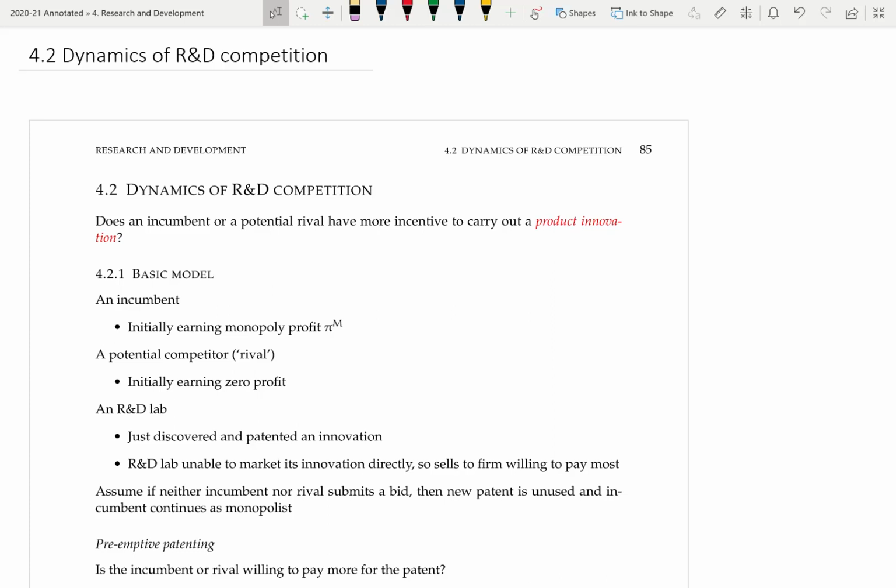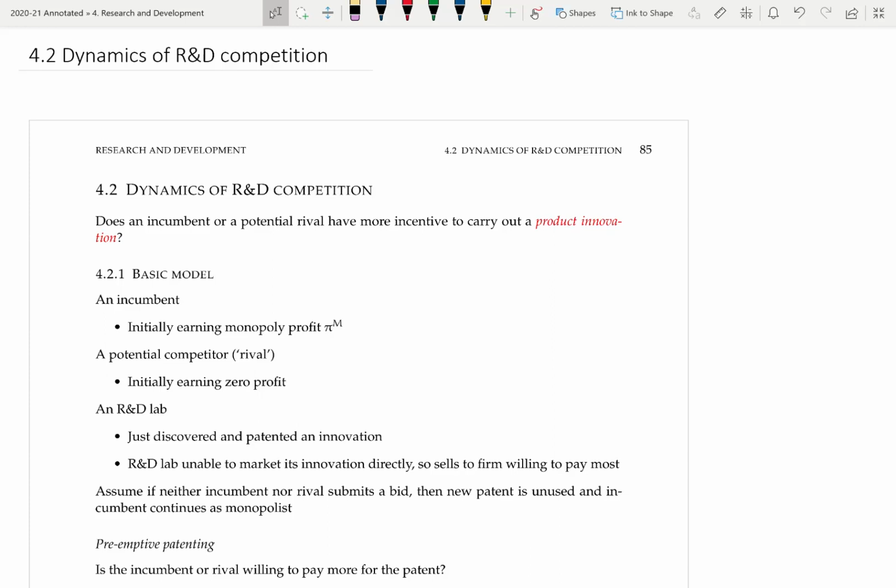We will be adding various things to this model, but the basic model is we have an incumbent firm that's initially earning a monopoly profit, pi m, and a potential competitor, who we'll call the rival. They are initially not in the market and earning zero profit. And in order to keep the model simple, we'll assume that the innovation is done by a third party, an R&D lab. They've just discovered and gained a patent on an innovation.